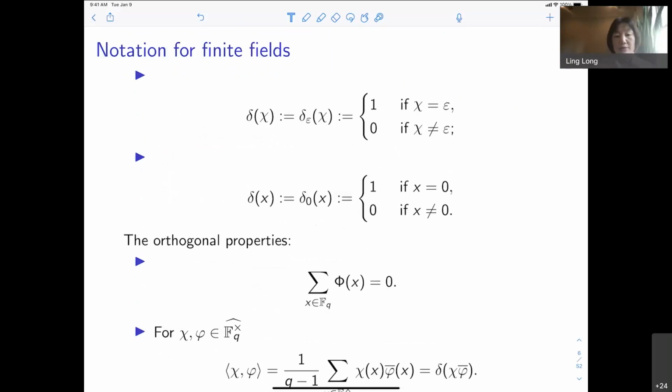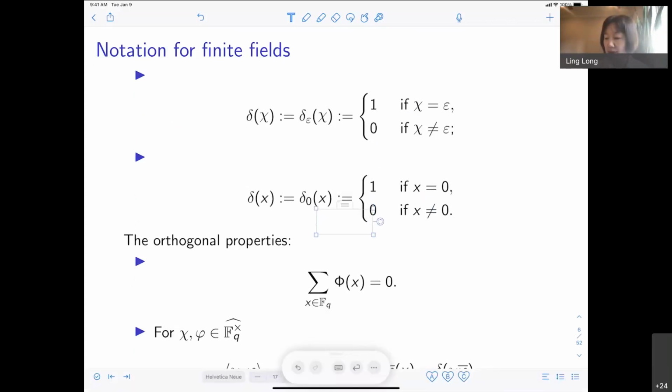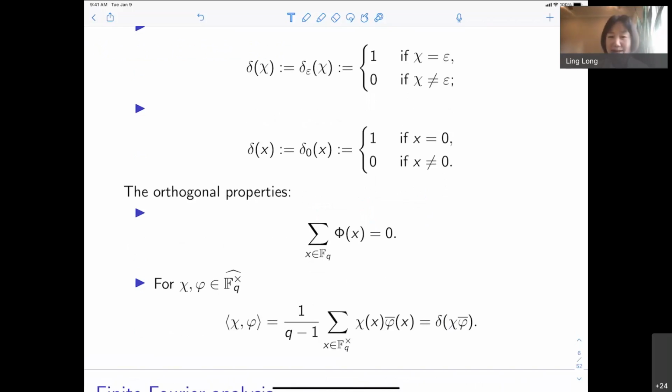Now there are also two more notations that will make our life a little easier. One is called the delta function. If delta is applied to a character, the value will be 1 if you meet the trivial character, and otherwise it is 0. The other delta function is applied to elements, and the value will be 1 if you see 0. If you see something non-zero, the value will be 0.